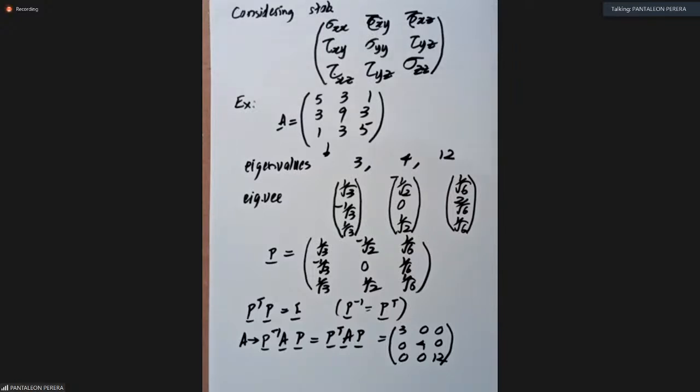I gave you two examples, and today the first example I took was the first one I gave you last time. This is a new stress tensor.